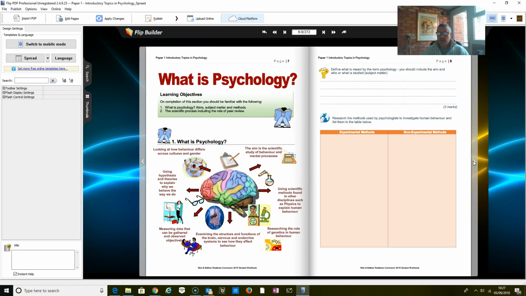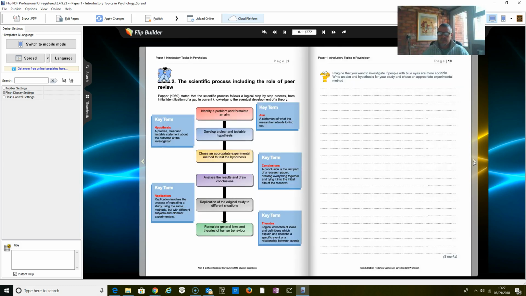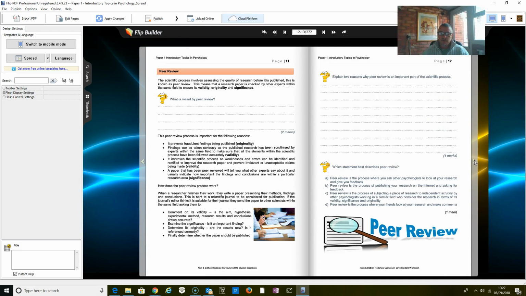So going back, as you know, the scientific process involves assessing the quality of research before it's published. This is known as peer review. This means that a research paper is checked by other experts within the same field to ensure its validity, originality and significance.